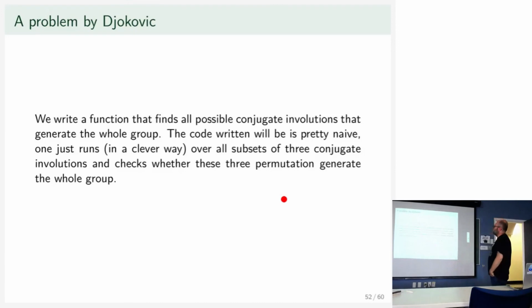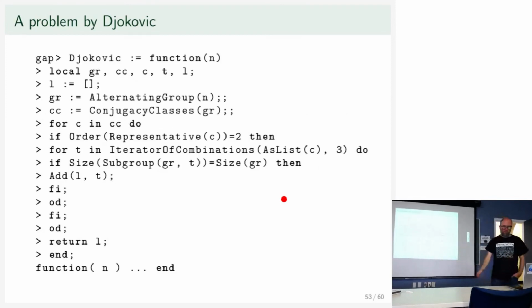So, what do we have to do? We will write a function that finds all possible conjugate involutions that generate the whole group. I'm not claiming that my function will be clever. It's just a naive approach. And then we check what happens. This is the function.